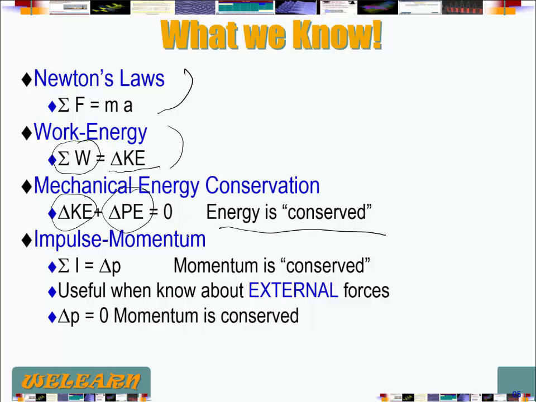Recently, we talked of momentum and impulse, which says the sum of all impulses is equal to the change in momentum. Or if we don't have any impulses or no external forces per se, change in momentum is equal to 0. Or momentum initial is equal to momentum final.